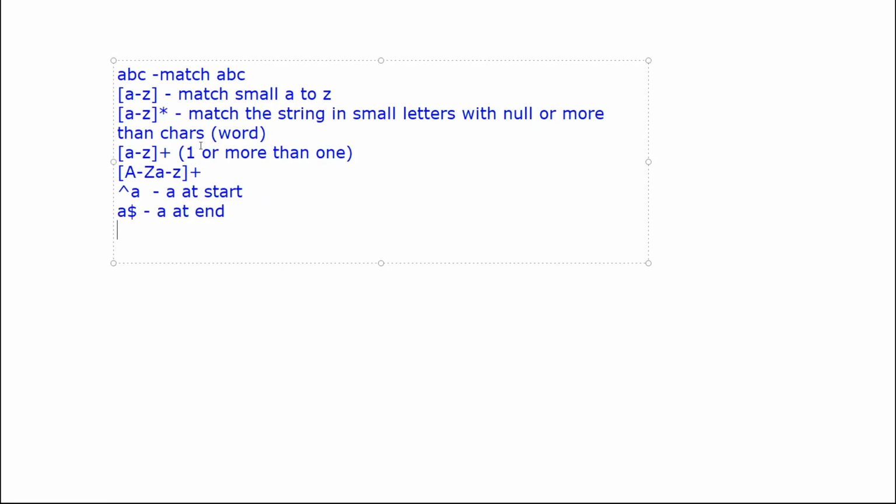And star and plus, we know that star means null or more than 0 characters, and plus means 1 or more than 1 characters. Fine. So similarly, you can match the numbers also, 0 to 9. What is the meaning of that? Match either 0 or 1 or 2 or 3 or 4 till 9. And if you are applying plus, what is the meaning of that? 1 or more than 1 digits. If you are applying star, what is the meaning of that? Null or more than null digits, right? So these types of regular expressions we can write in the Lex program.